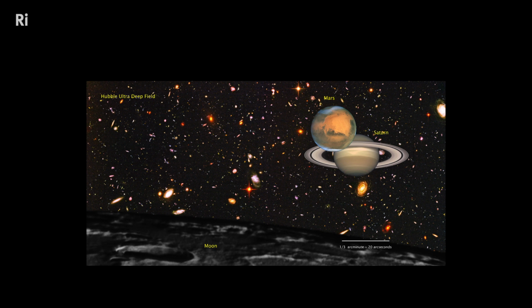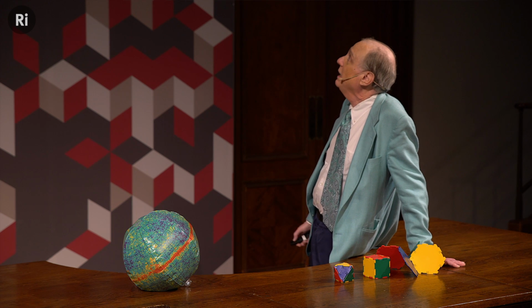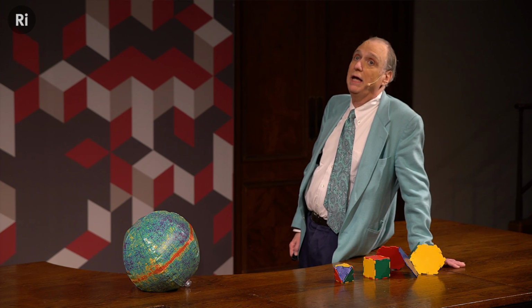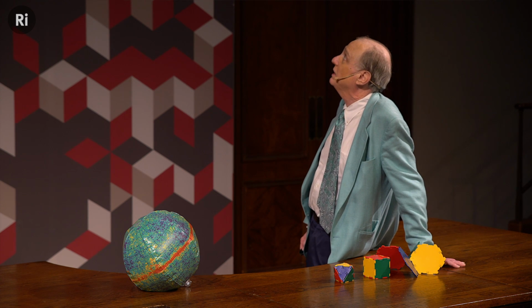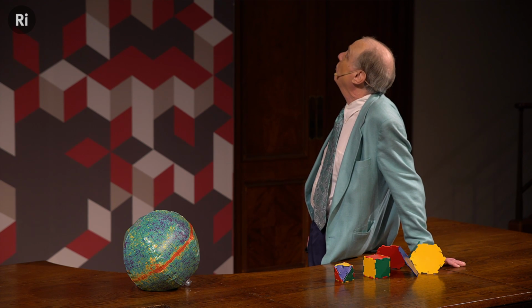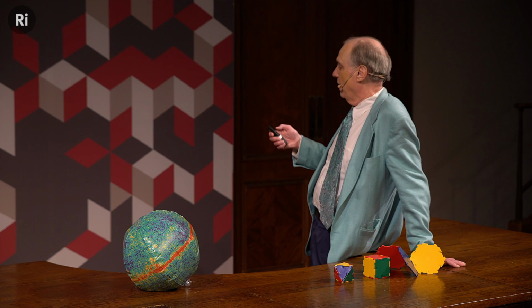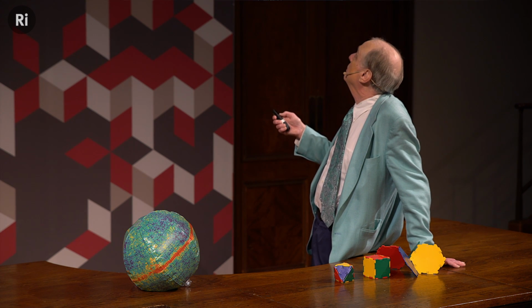This whole ultra-deep field has about 10,000 galaxies in it. Everything you see in here is a galaxy. And the little faint ones, the tiny ones here, are about 13 billion light years away. If you multiply the area of the sky that we're seeing here to cover the whole sky, you can see that within the range of the Hubble Space Telescope are about 130 billion other galaxies. And the question is, well, how are those galaxies arranged?